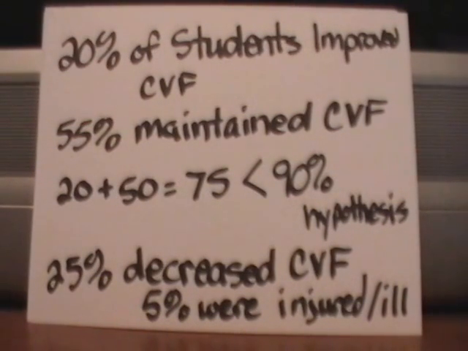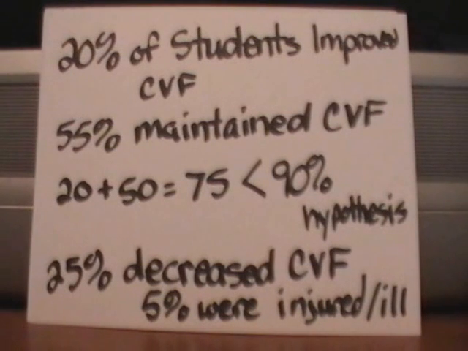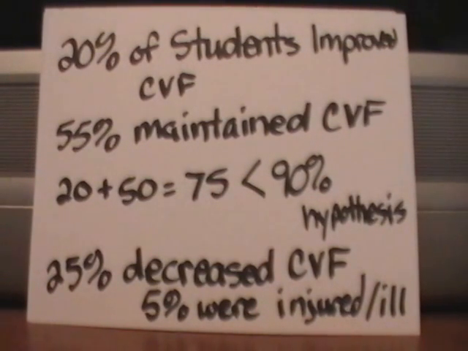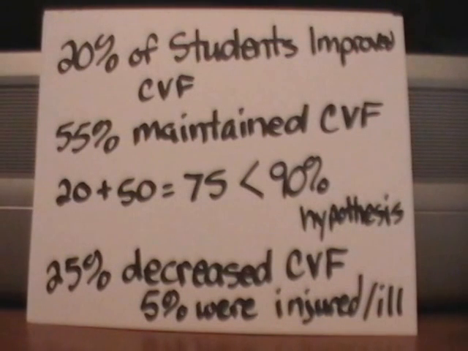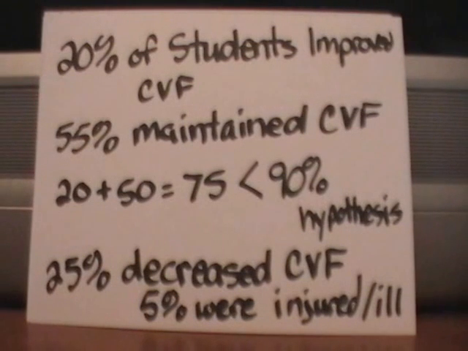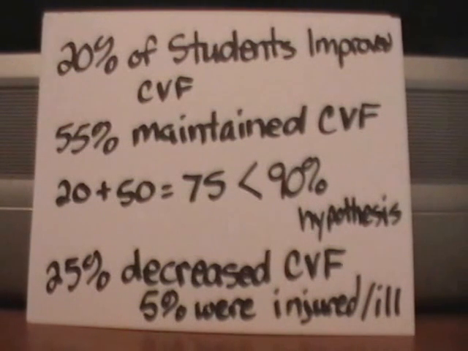Results for students to maintain or improve cardiovascular fitness levels were this. 20% of the students improved their level of cardiovascular fitness. 55% of the students maintained their level of cardiovascular fitness. So 75% of my students maintained or improved their level of fitness attained from first semester of PE. My goal was that this number would be 90%. Hence, I fell short of my goal or my hypothesis for this class.